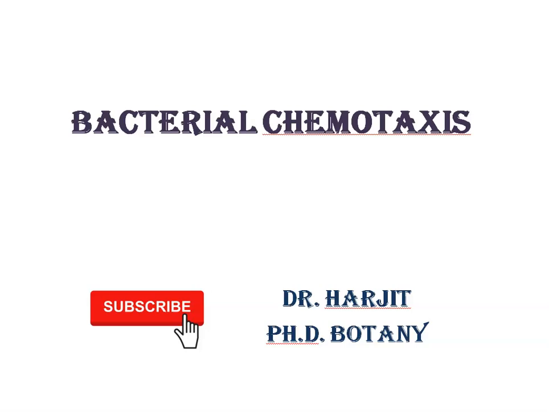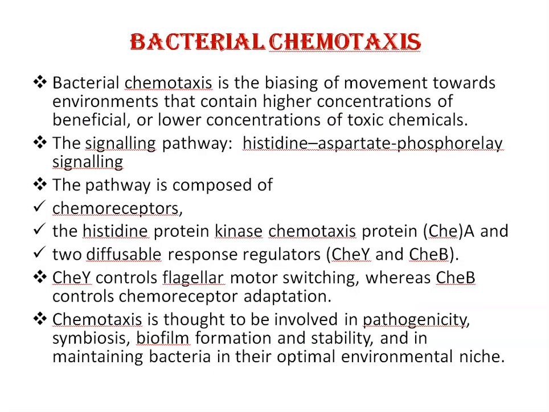Today we will discuss bacterial chemotaxis. Chemotaxis is the directed motion of an organism toward environmental conditions it deems attractive and/or away from surroundings it finds repellent. Bacterial chemotaxis is the biasing of movement toward environments that contain a higher concentration of beneficial chemicals or a lower concentration of toxic chemicals.